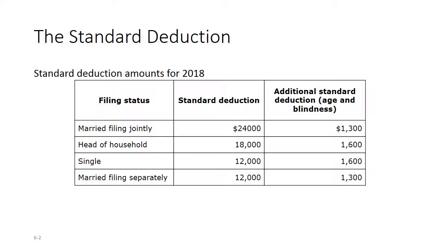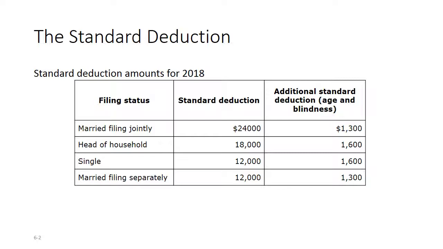Your additional standard deduction. So you are allowed to take this additional amount and add it to your basic standard deduction for each occurrence of the taxpayer or taxpayer's spouse being over 65 or over as of the end of the year, and or blind. So each occurrence of that. So if you are married filing joint and both over 65, your standard deduction would be 24,000 plus 1,300 plus 1,300.